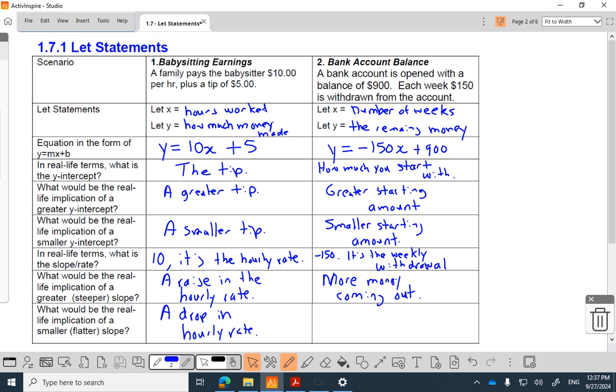How about a flatter slope? Less money coming out. One more scenario to go, but we'll go a little faster.